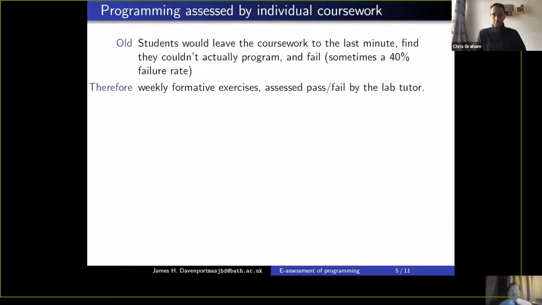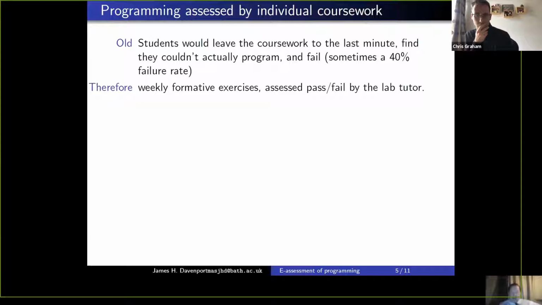So it was assessed by individual coursework. And in the old course, students would leave the coursework to the last minute, find they couldn't program and fail. And some years we had a 40% failure rate, which was painful and embarrassing and caused a lot of resits, etc. You know all that.